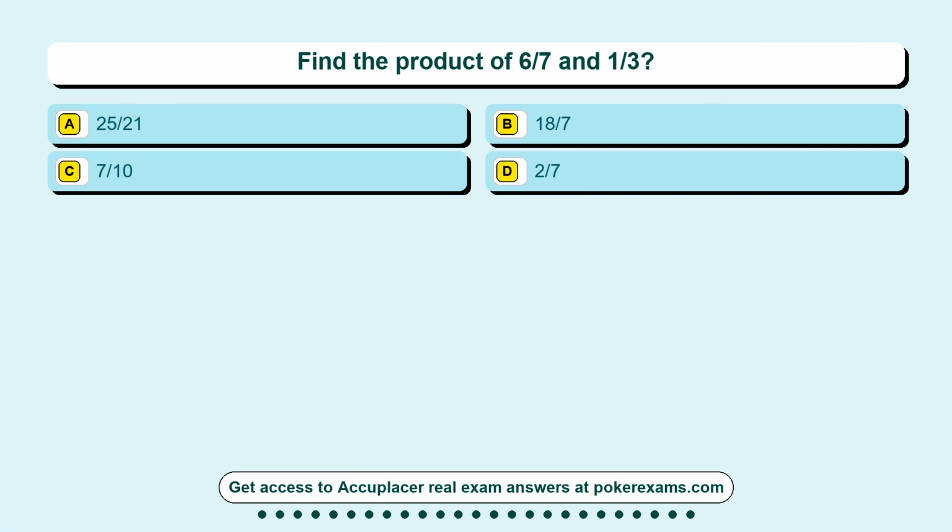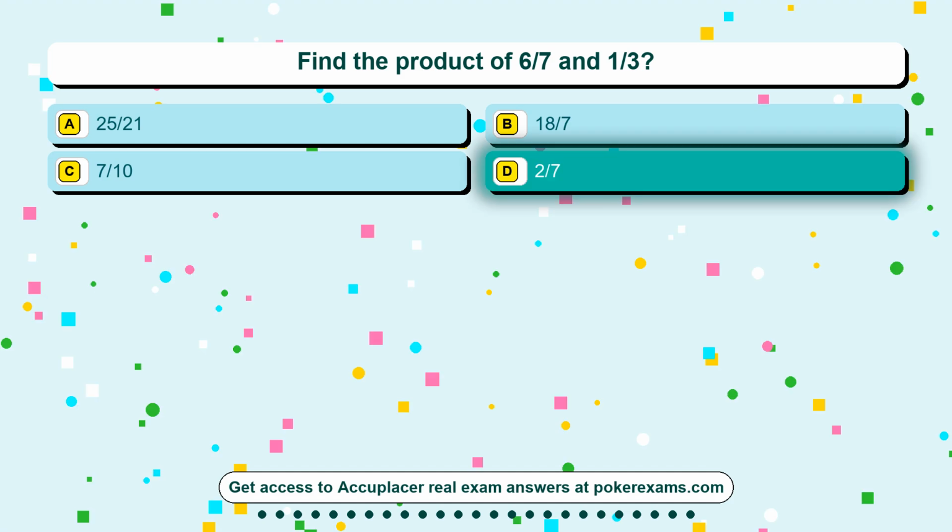Question 8. Find the product of 6/7 and 1/3. Option A 25/21, option B 18/7, option C 7/10, option D 2/7. The correct answer is option D, 2/7.